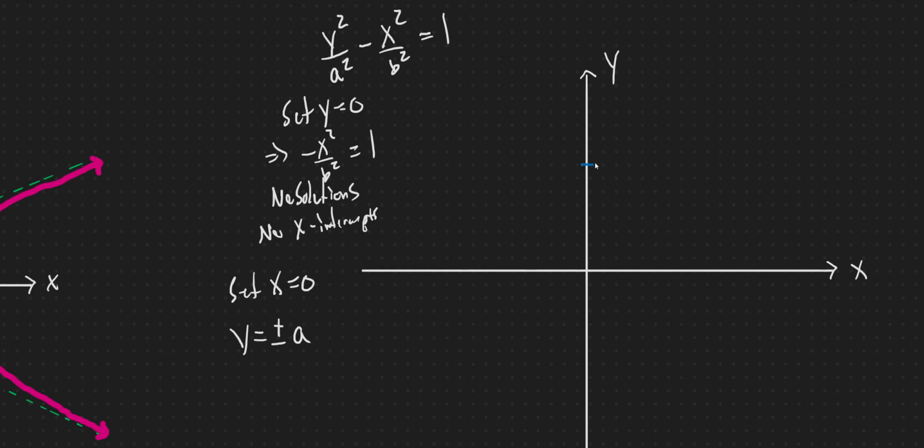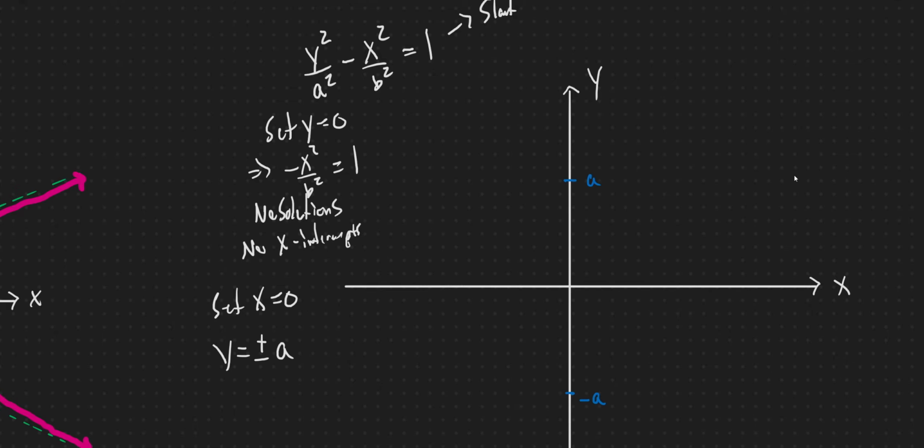So now my a's are going to be along the y-axis. Here's positive a, and here's negative a. And again, I'm going to have these slant asymptotes. So this time, because I have these flipped around, my slope is no longer going to be b over a, but rather a over b.